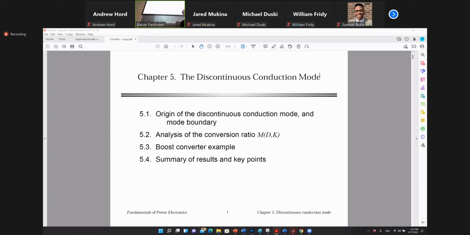But what if you operate them synchronously? Now you put two devices with gates. When you turn this on, you intentionally send the off signal to this one, and vice versa. So in that case, why engage the body diode? Yes or no?